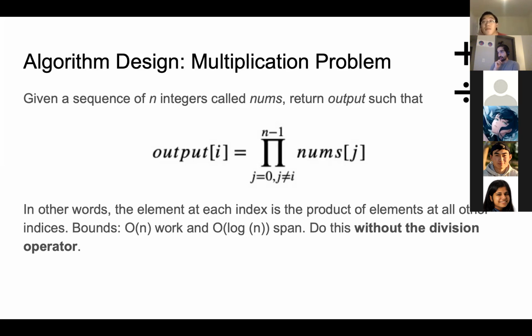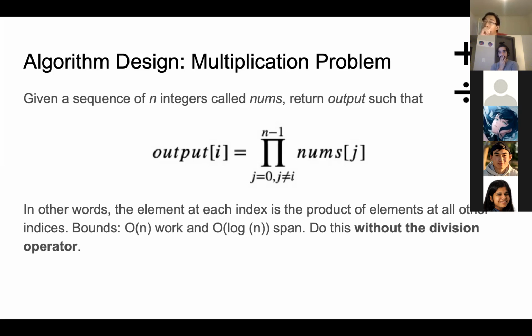Okay, so I'll repeat that. You take in a sequence of numbers and you want to return an array such that at every index, that element represents the product of all the other elements, not including the element. And we want to do this in O(n) work and O(log n) span, and we want to do this without the division operator. Okay, so you can use anything besides division. So any initial ideas on how to solve this?